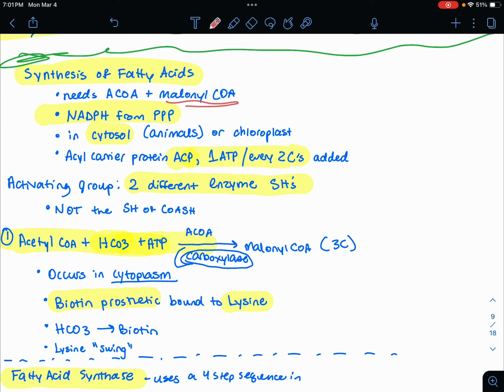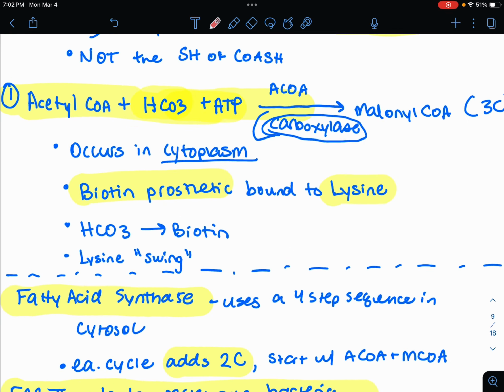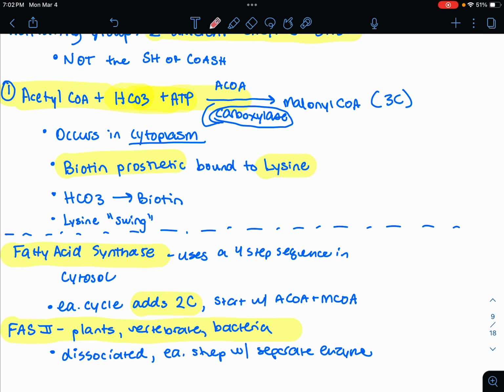The activating group will be 2 different enzyme sulfur hydrogens, the SH groups. It's not going to be the SH of CoASH. So unlike beta oxidation, where the activating group was the SH of CoASH, this time it's going to be 2 SHs on 2 different enzymes. The first step is not to activate per se, like phosphorylate anything, but we will need to make that malonyl-CoA.